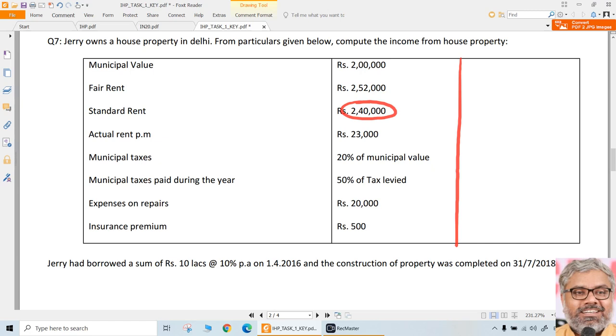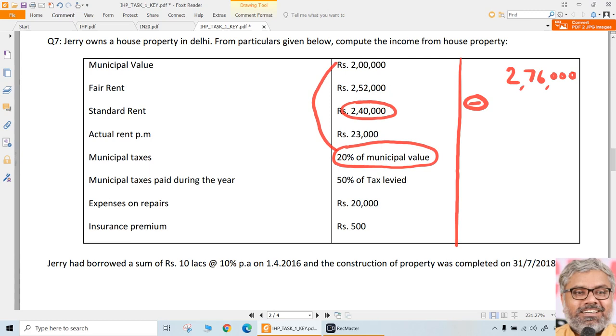So per month it is 23,000 means per annum how much would that be? 2 lakhs 76,000. Naturally, since it is higher, that will be taken as gross annual value. Expected rent 2,40,000, but actual rent is more than expected rent. So that itself is taken as gross annual value because it is higher. Deduct municipal taxes, 20% of municipal value. This calculation has to be done very carefully. 20% of not 2,76,000. That's what people do. You have to calculate 20% on municipal value.